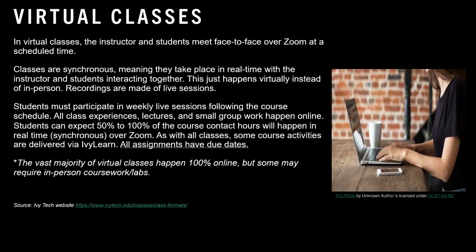Students must participate in weekly live sessions following the course schedule. All class experiences, lectures, and small group work happen online. Students can expect 50 to 100% of the course contact hours will happen in real time, meaning synchronous, over Zoom. As with all classes, some course activities are delivered via Ivy Learn. All assignments have due dates. The vast majority of virtual classes happen 100% online, but some may require in-person coursework or labs.